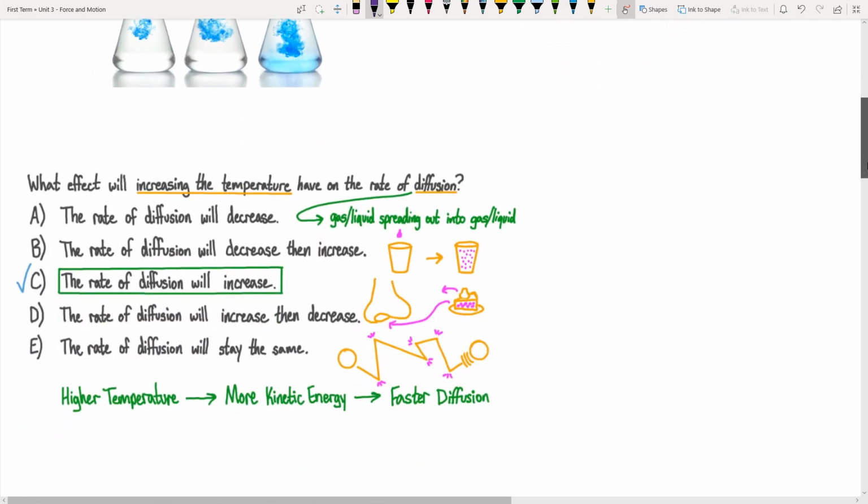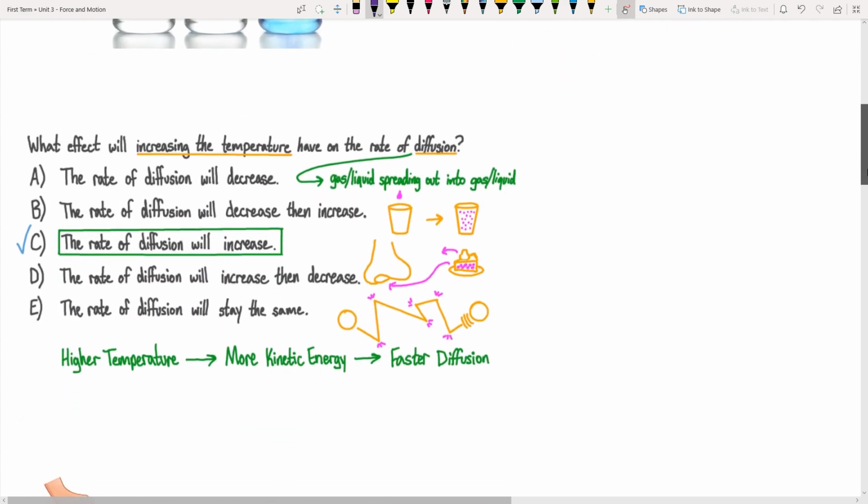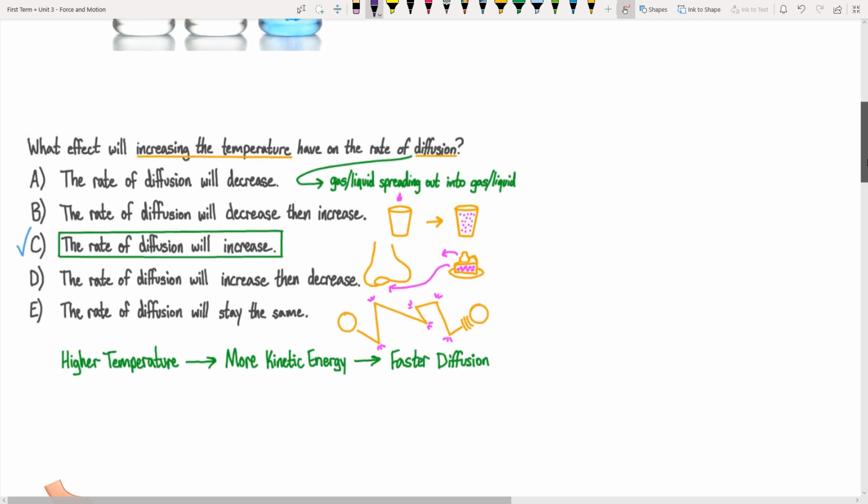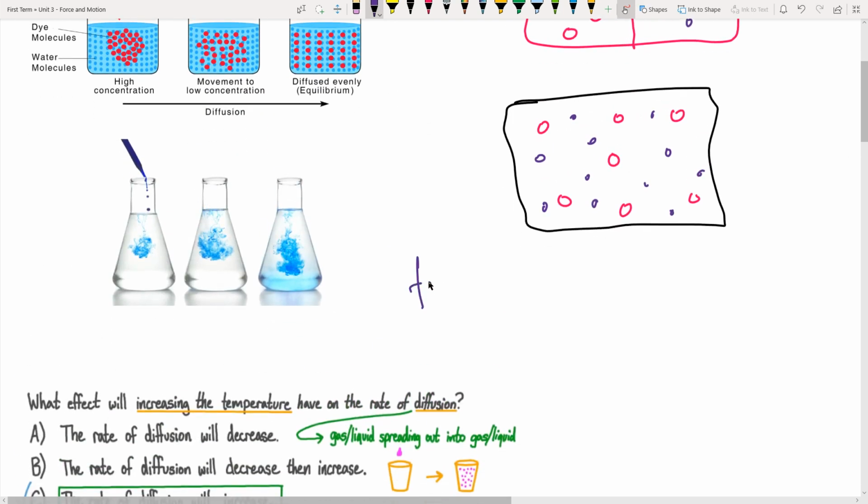So what are the factors that this diffusion depends on? There are two factors. So I will write factors for rate of diffusion.